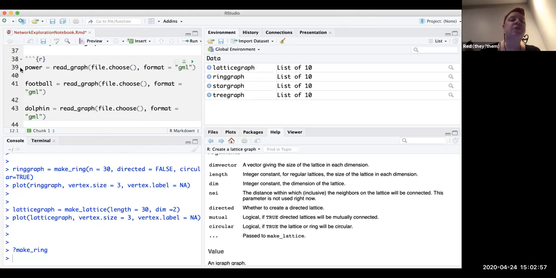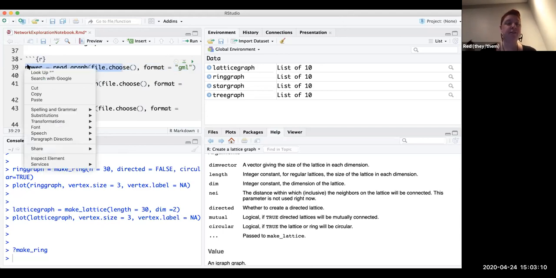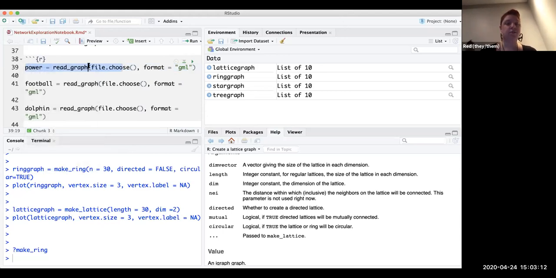So the three different graphs that I downloaded from the Mark Newman website were the power grid, the football graph, and the dolphin graph. So let's go ahead and load in the power graph using the read graph function.